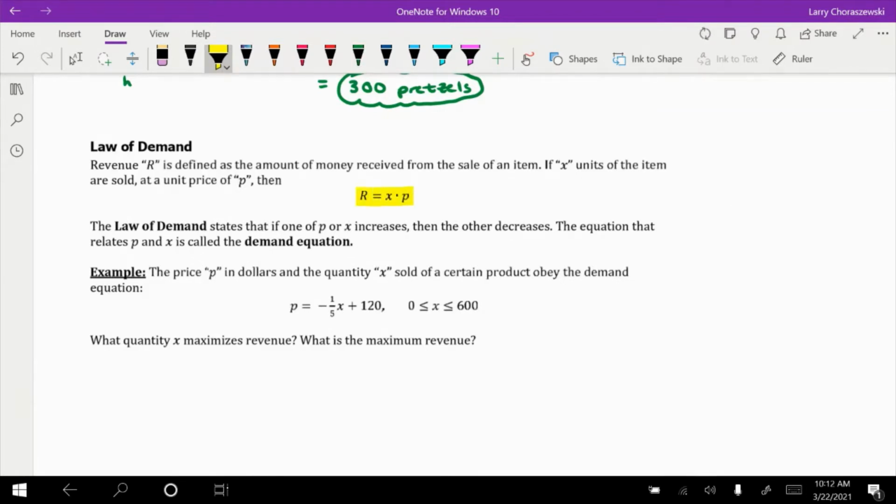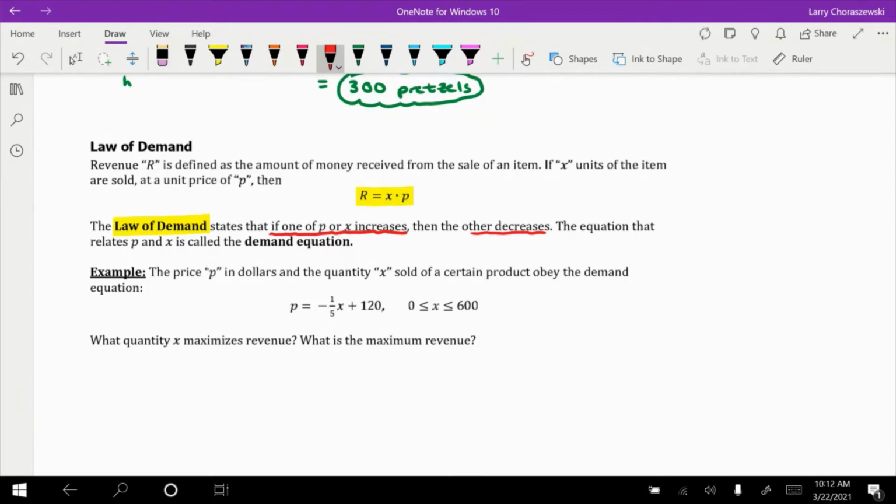It's X times P. Number of units times price per unit will give you the total money brought in. Now the law of demand says this. It says if one of P or X increases, then the other decreases. So going back to this revenue function, if the quantity increases, then the price can go down, whereas if the quantity decreases, then the price can go up.